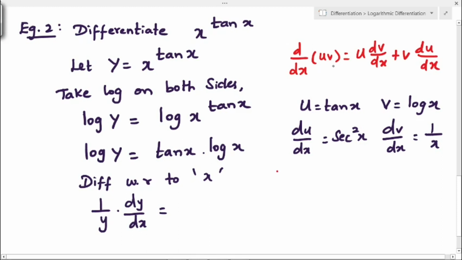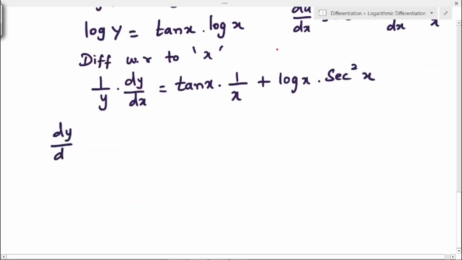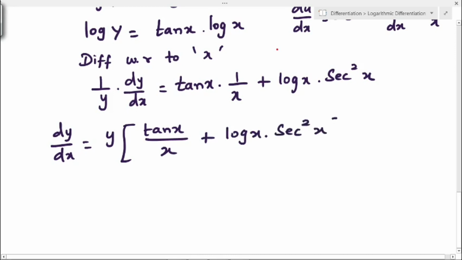Now substitute it here, that is u into v, product rule formula. That is d by dx of uv equal to u into dv by dx plus v into du by dx. So just substitute it here. First u into, what is u? Tan x into dv by dx, that is 1 by x, plus v value is log x into du by dx, that is secant square x. dy by dx equal to, I am taking this y to the other side, so it will become y into tan x divided by x plus log x into secant square x.